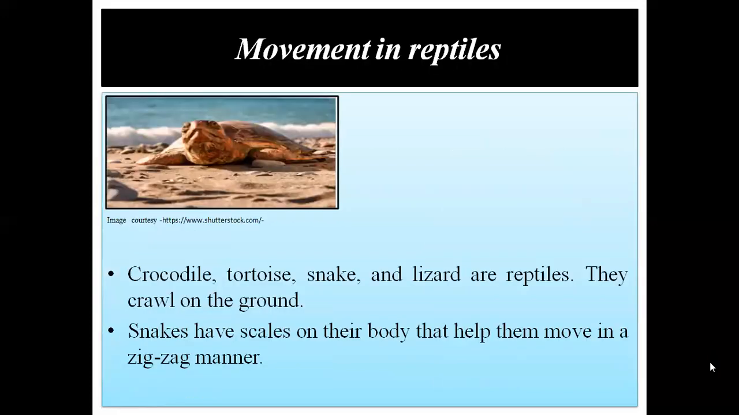Next, movement in reptiles. So reptiles are the animals like crocodile, tortoise, snake, and lizard. They are all reptiles. They crawl on the ground. See, these reptiles do not have well-developed limbs. They can crawl on the ground. A simple example, you might have seen lizard in your house. See how it crawls on the wall.